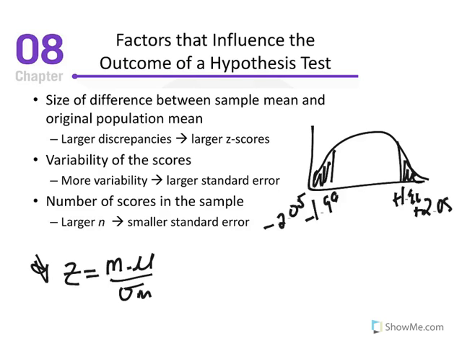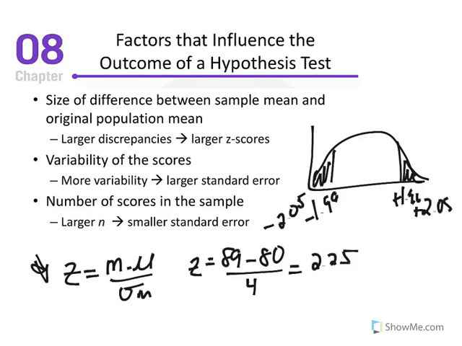So let's see how the change in these different variables affects our z statistics. In the first case, it says the size of the difference between the sample mean and the original population mean. Larger discrepancies yield larger z-scores. Well, let's put that to the test. Let's say the example of the electric stimulation. One sample mean that was discussed, and we walked through the steps, was 89. So again, z is equal to 89 minus the population mean of 80 divided by the standard error, which was equal to 4. And we had produced a z-score of 2.25.